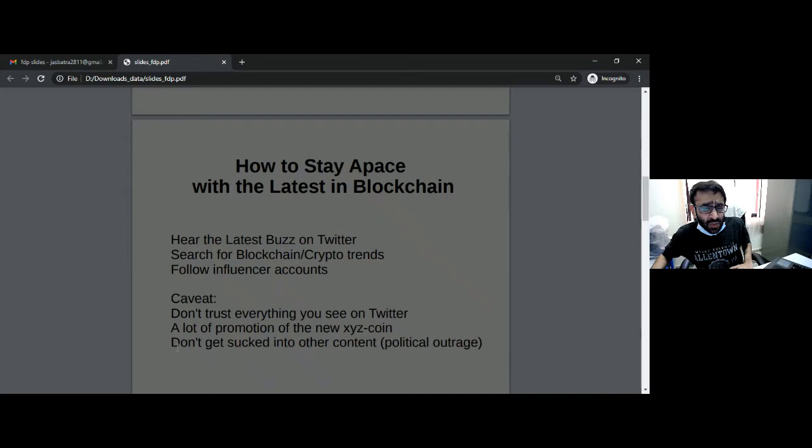Also, another caveat is don't get sucked into other content on Twitter, because it's an outrage machine. There's a lot of political outrage and social outrage happening on Twitter. So be very mindful of your attention when you spend time on Twitter or any social media platform. Be very careful that you are here to only search about blockchain and crypto related or whatever field you're interested in. So guard your attention. Attention is the most valuable currency for this generation.